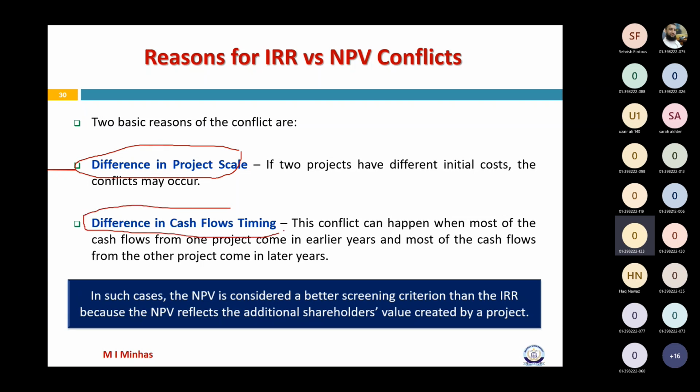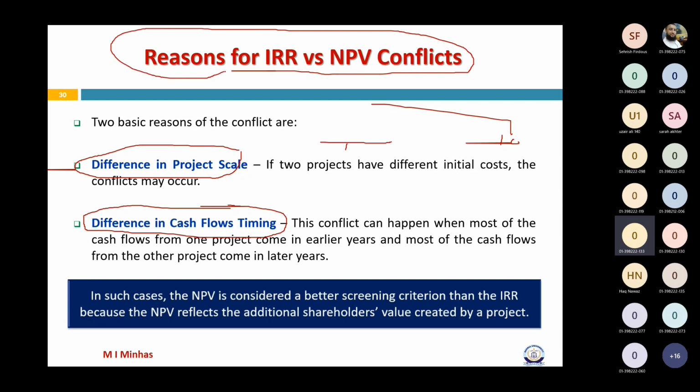Do you remember I just gave you an example in which I told you that 10,000 we were receiving at the end, in the fourth year, and in other cash flows we were receiving the 10,000 in the earlier years? Do you remember that? Yes, sir. So if that is the scenario, again, in such scenarios, we will see an IRR versus an NPV conflict, right? In these two cases, we might see the difference.